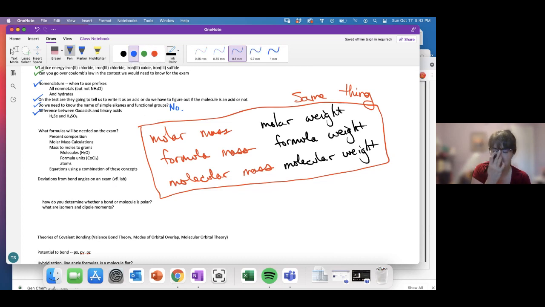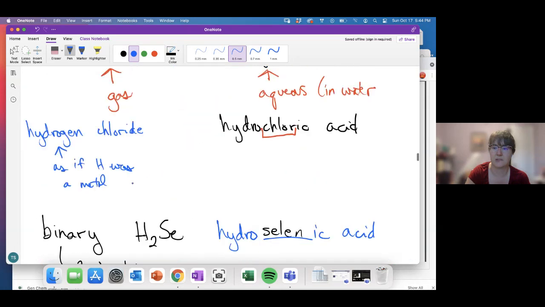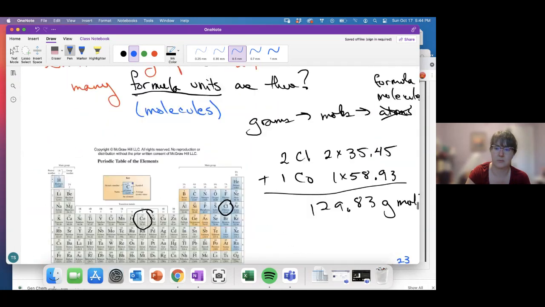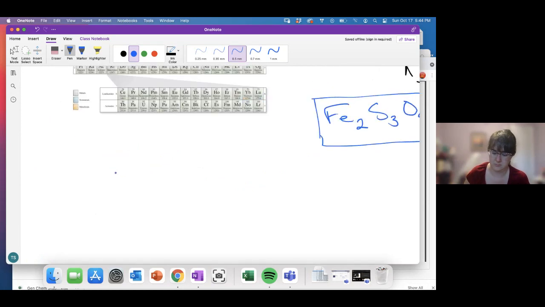Okay. Questions so far? Any of the math stuff? No questions about the math, but there was a question. Will we have to know how to name organic compounds containing functional groups other than alcohol? No. No, you don't. Nope.